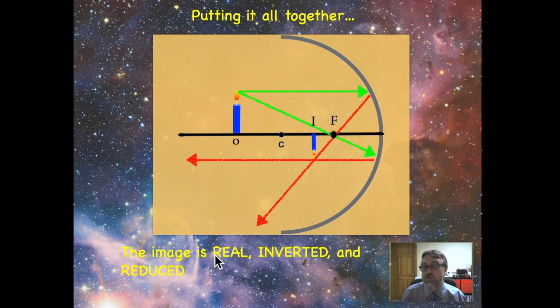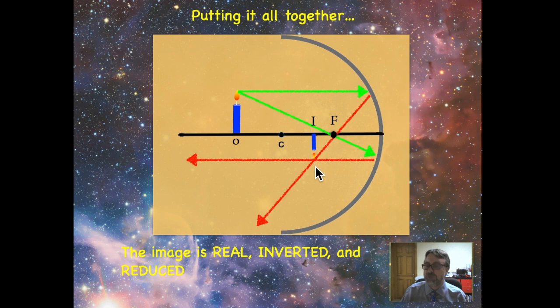This image is real. That is, the light is physically intersecting at this point. I can pass my hand and actually touch the light. Now, if you remember back in the plane mirrors, the reflections did not cross in the real world. Here they are. Furthermore, if I put a piece of paper at this location in front of the mirror, I can actually shine this image onto the paper. That is why the image is called real.